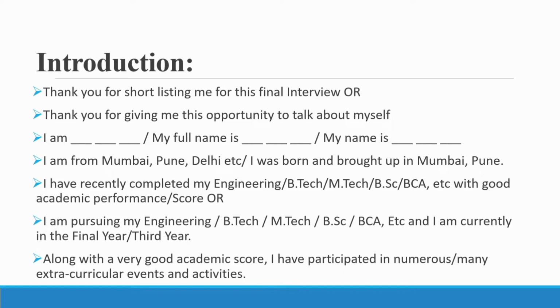Then you can say about your graduate degree that you are studying for or that you have completed. That is, I have recently completed my engineering, BTech, MTech, BSc, BCA, whatever it may be, with good academic performance or score. You can also say that if you are in your final year or in your third year, you can say that I am pursuing my engineering, BTech, MTech, or maybe whatever degree, and I am currently in my final or third year. Most of you will be giving interviews in the final year, so you can use your final year.